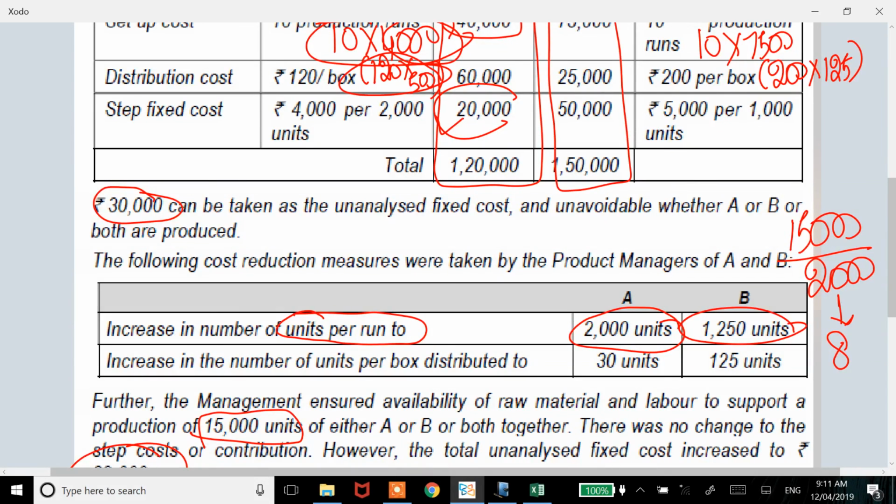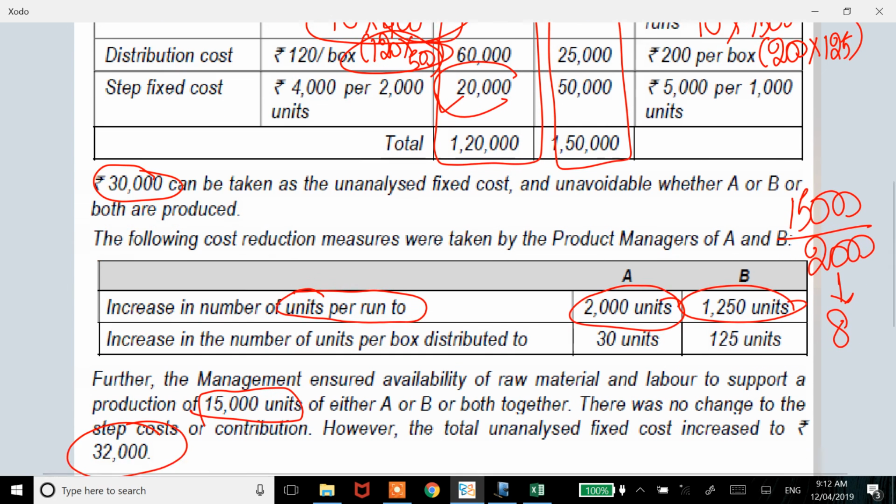This I have done directly in the question. In case you want to explain it, you can write a note and explain it in the exam. 120 into 500 was the number. That side it was 200 into 125 boxes. You can tell me how many boxes will be needed now.